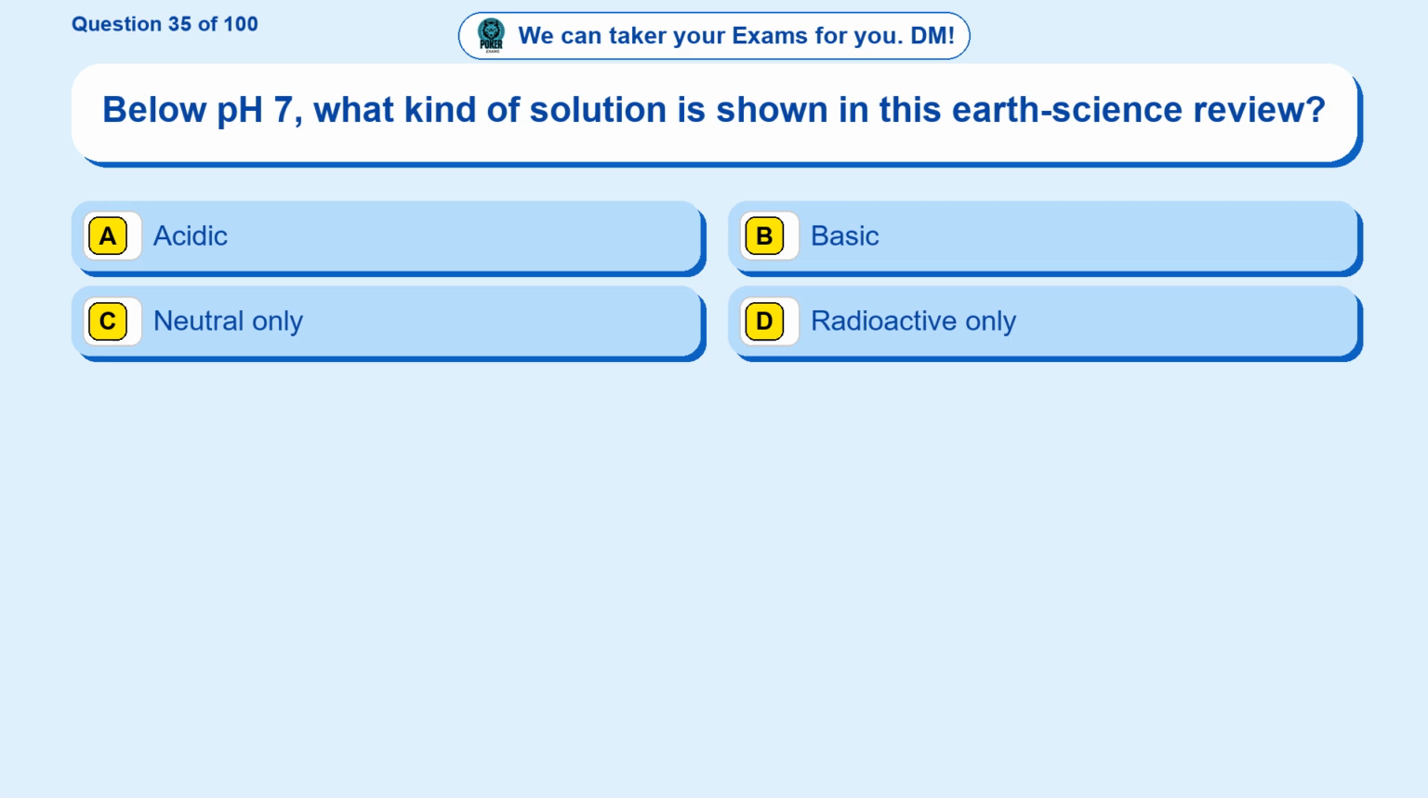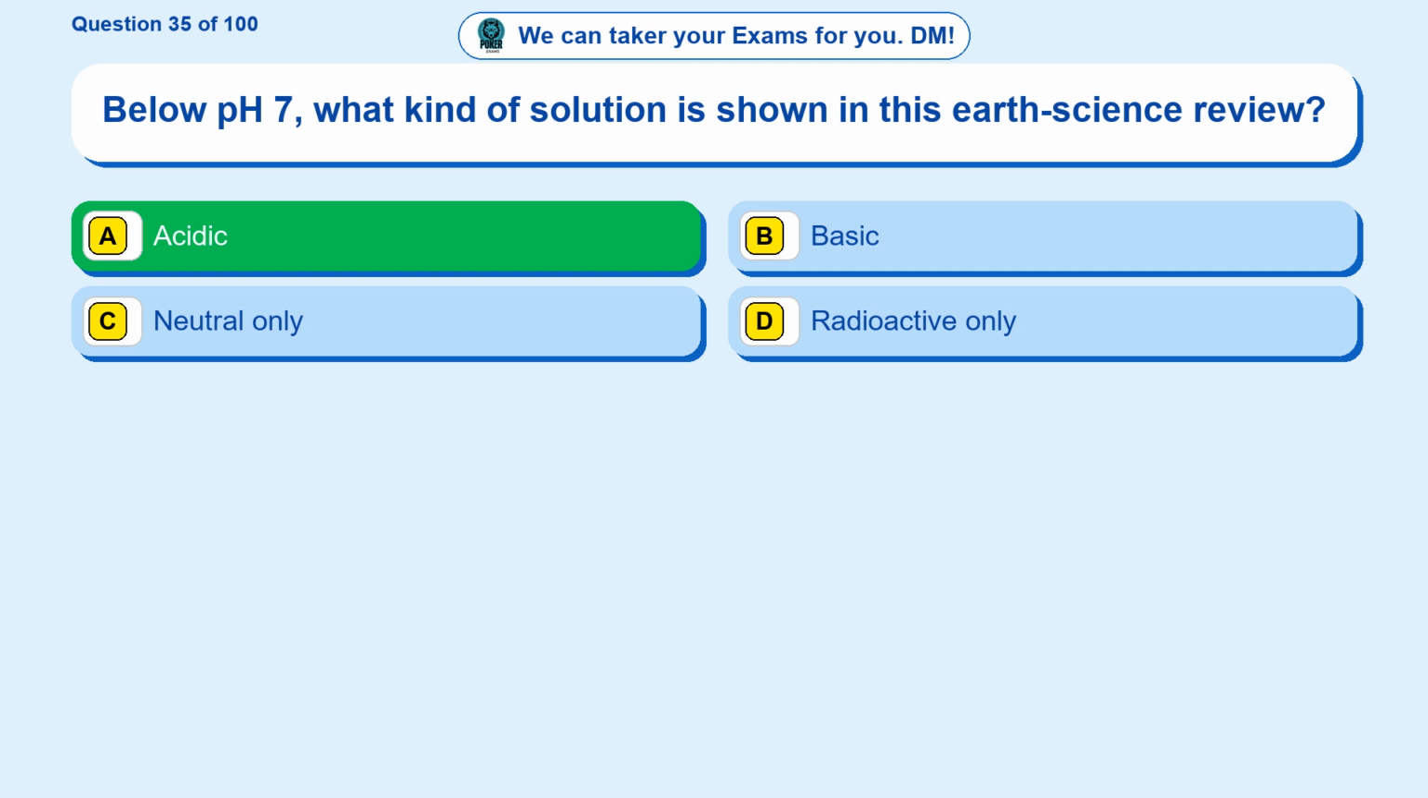Question 35. Below pH 7, what kind of solution is shown in this Earth Science Review? Option A, acidic. Option B, basic. Option C, neutral only. Option D, radioactive only. The correct answer is option A.